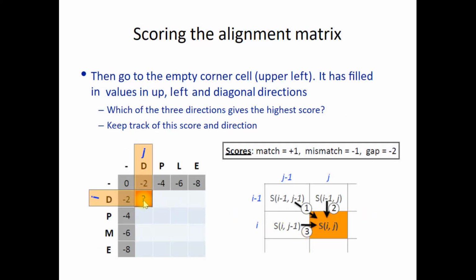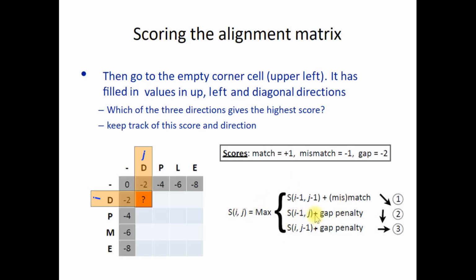Next, let's look at this orange cell. We always start from the empty corner cell in the upper left, and we look at its neighbors. The diagonal direction is either a match or mismatch. In this case, D and D is a match, so it's +1, and the horizontal and the vertical correspond to a gap.